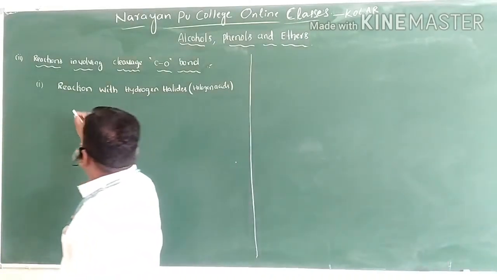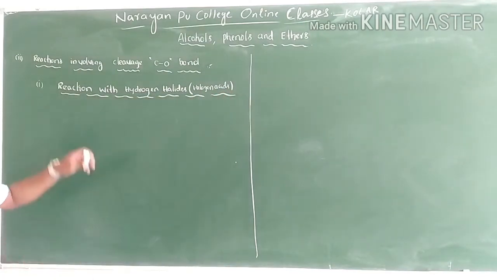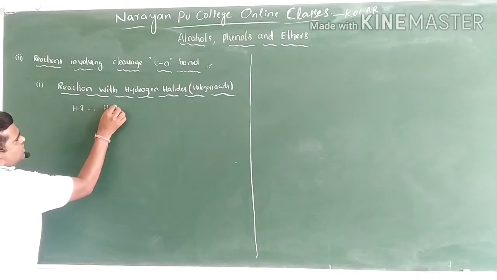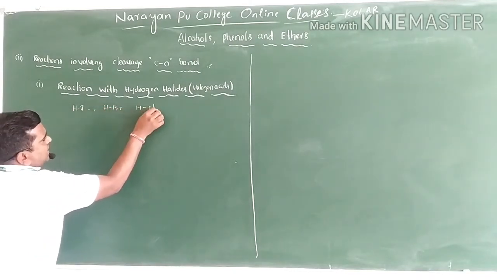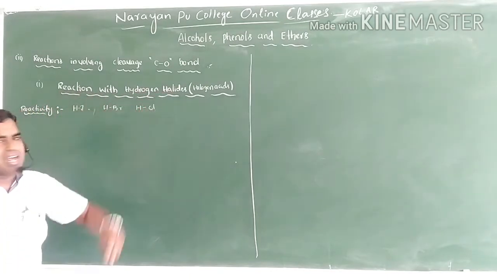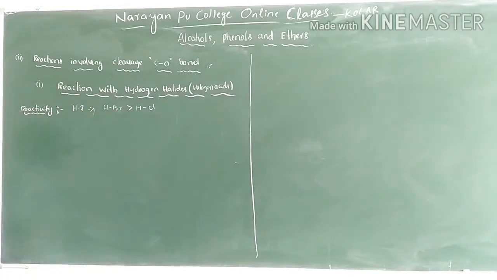Clear? And here I will write hydrogen halides. Hydrogen halides means, as you already know, HI, HBr and HCl. I will not discuss the reactivity in detail here, as we have already discussed it in haloalkanes and haloarenes. What is the reactivity order of the hydrogen halides? HI is more reactive than HBr, which is more reactive than HCl.